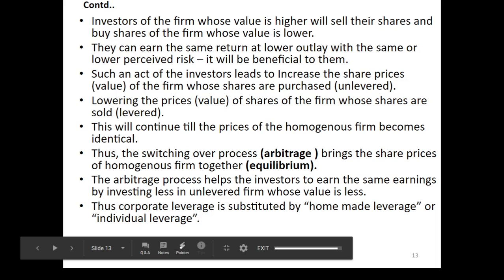Thus, the switching over process, that is called arbitrage, brings the share prices of homogeneous firms together, which is called the equilibrium price. The arbitrage process helps the investors to earn the same earnings by investing less in the unlevered firm whose value is less. Thus, corporate leverage is substituted by homemade leverage or individual leverage.